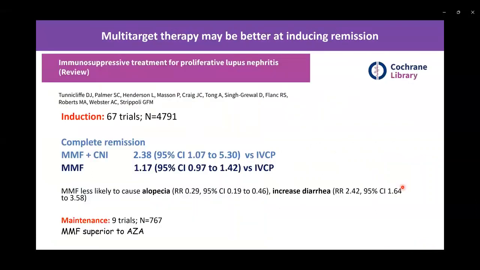So while multi-target therapy might be better at inducing remission, this data comes from a series of Chinese trials, so it may not be generalizable to other ethnicities. And because of this high rate of infection, it is prudent to reserve a combination of MMF and CNI to patients who are either refractory or show very severe proteinuria. The Cochrane review also showed that MMF was similar to cyclophosphamide in inducing remission, with a slightly high rate of GI complications.